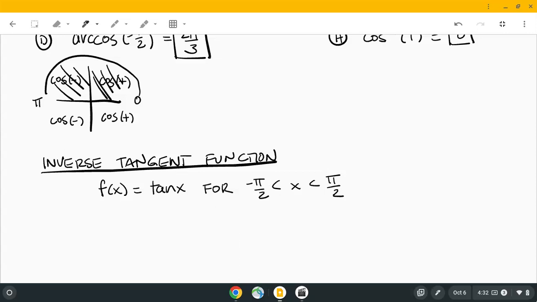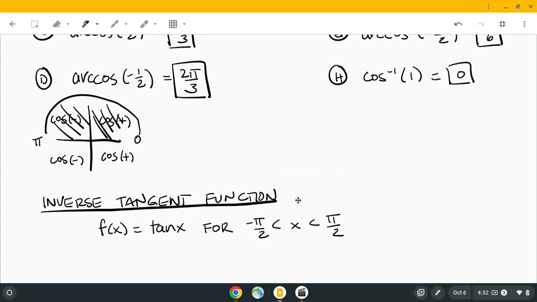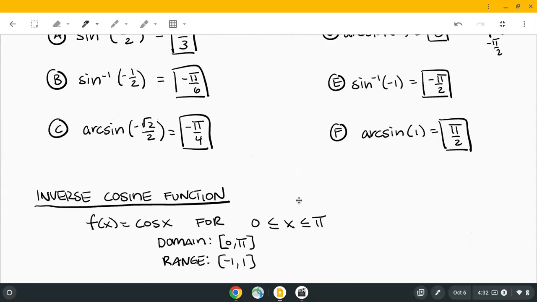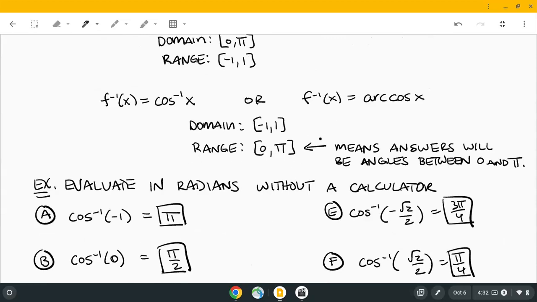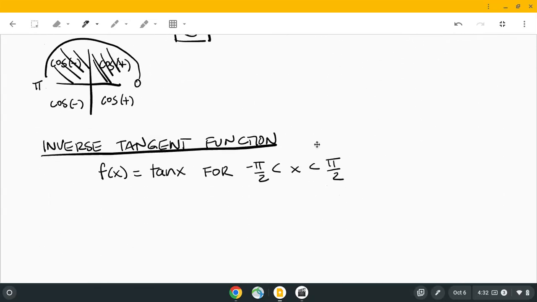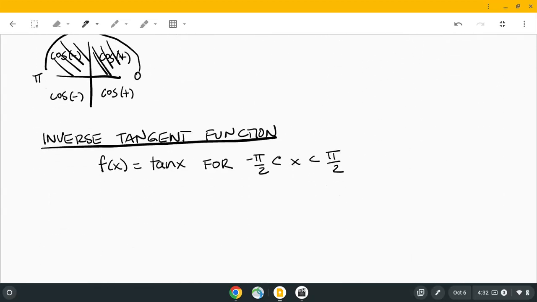So I can't say they are part of the domain. Can't do that, because if I plug those in, I'm going to get 0 in the denominator, which makes it undefined. So a little bit different from sine. Sine includes those endpoints. If we look up here, see how it says less than or equal, less than or equal. Here, strict inequalities. Strictly less than, strictly less than.